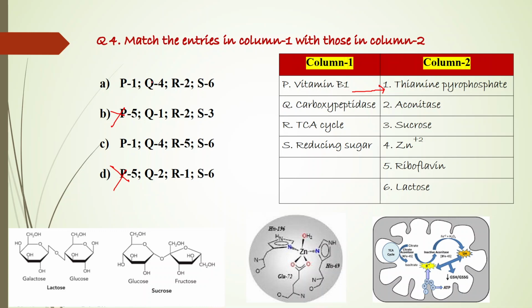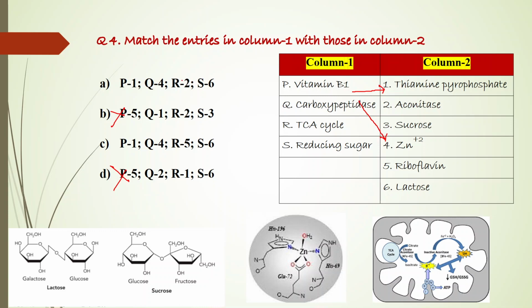Now look at them. In both cases A and C, Q is matched with 4. So what do we have in Q? We have carboxypeptidase. What is the structure of carboxypeptidase? I have shown it here. You can see in case of carboxypeptidase we have a zinc 2 plus associated with it. So carboxypeptidase will match with this fourth option in column 2, that is zinc 2 plus. That is why Q is associated with 4.